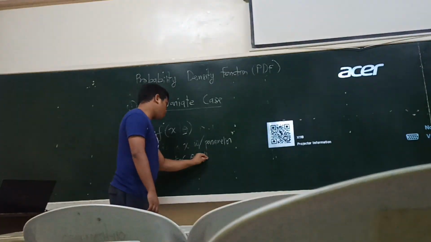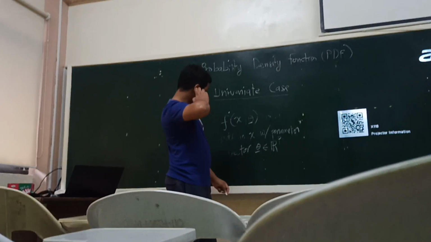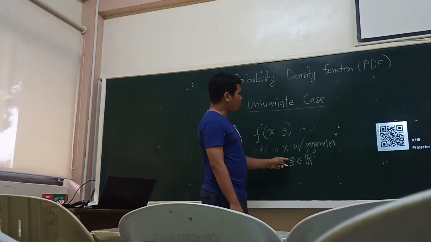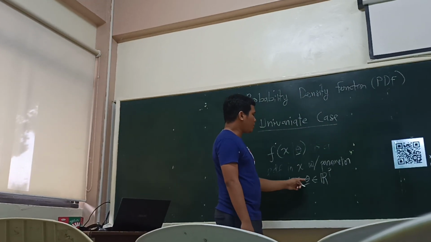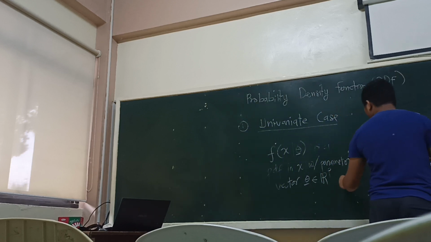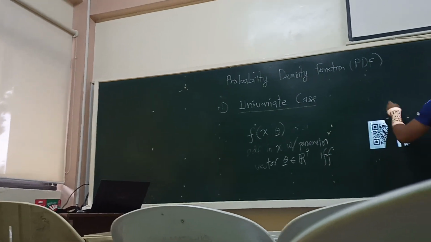For example, this is an element of R to the p. It's possible that some components will be always positive, some components always negative, or the entire R. So this is a p by 1 column vector. This is true if and only if, number one condition, basically for the problem.